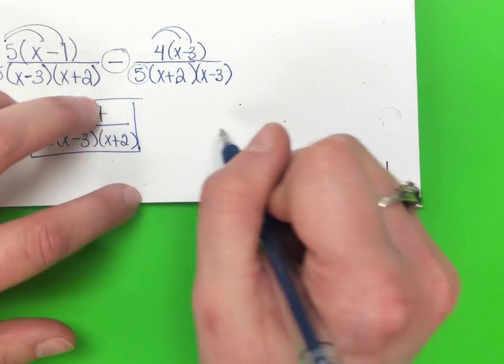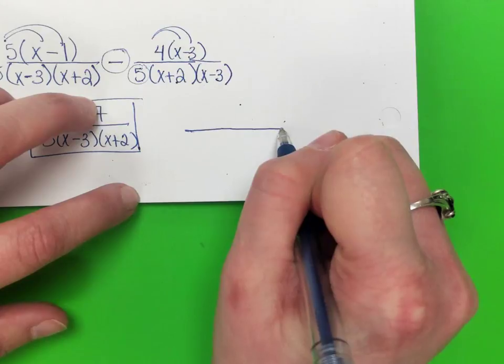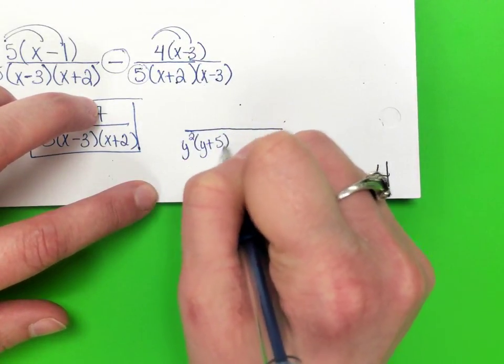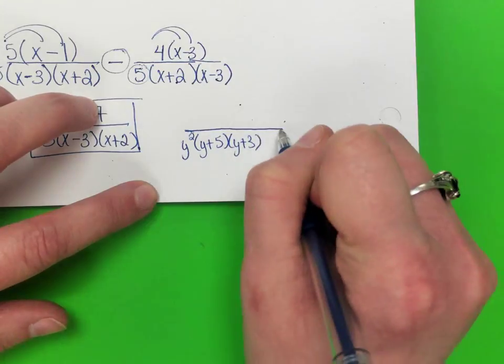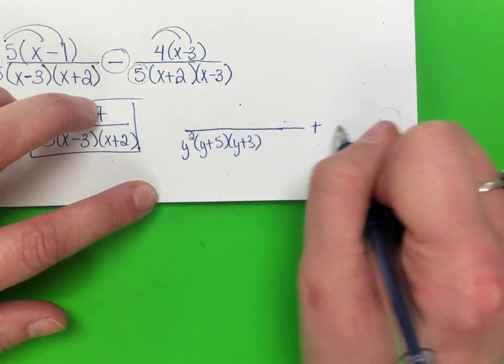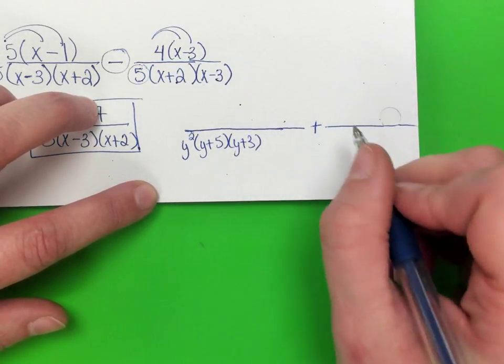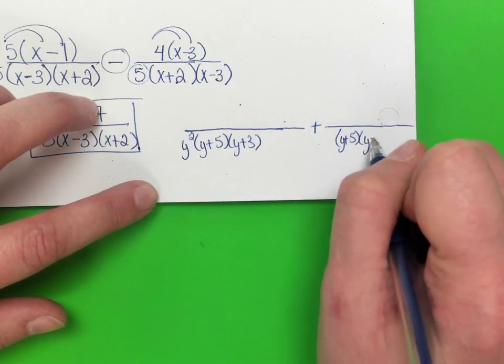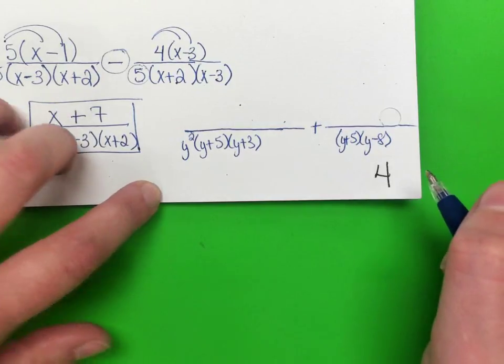Okay, look, let's do this. Let's come down here and let's make this really big, okay? You ready? Alright, let's see. It was y squared, y plus 5, and y plus 3 was the first one, right? And you said you wanted to add, and we had y plus 5 and y minus 8 for the other one. Okay, you ready?